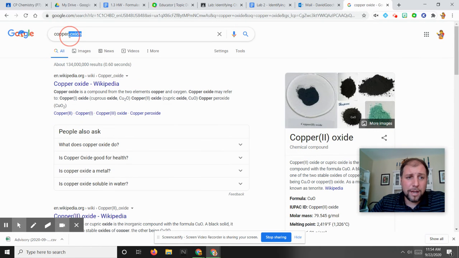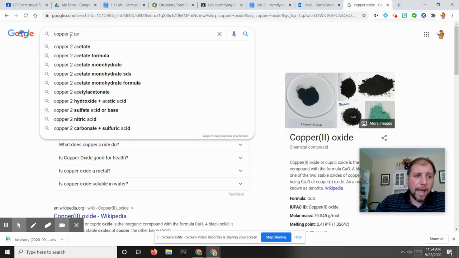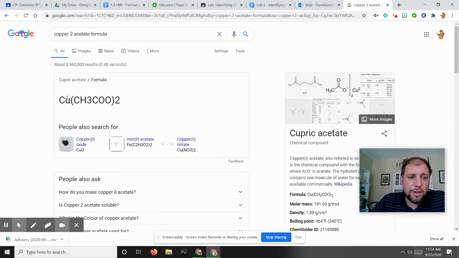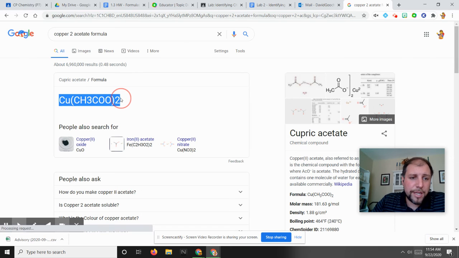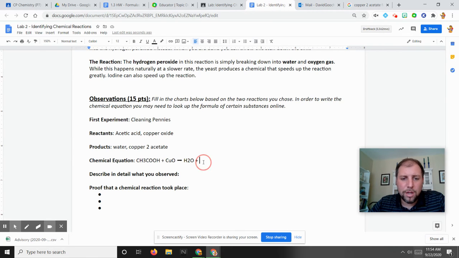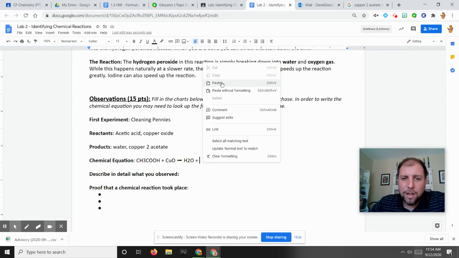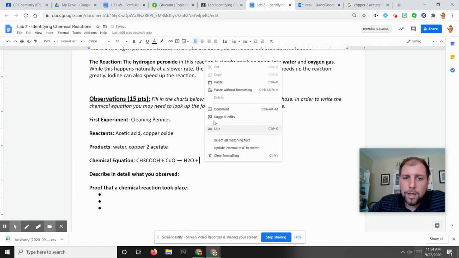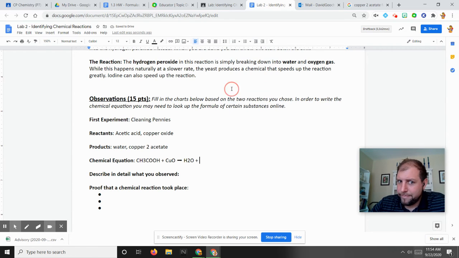So I'm going to do a search for that. Copper 2 acetate formula. And it tells us that the formula is Cu(CH3COO)2. Now, that's kind of complicated looking, guys. And I haven't talked about parentheses yet and what that means, but that's okay. I'm not going to worry about it, and I hope you don't either. I'm just going to paste it in. Check it out. If you paste, it's going to be all big and ugly. But if you paste without formatting, it just pastes it in as it is. All right, cool. So there we go.